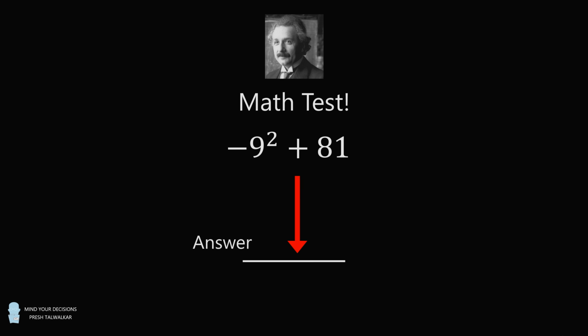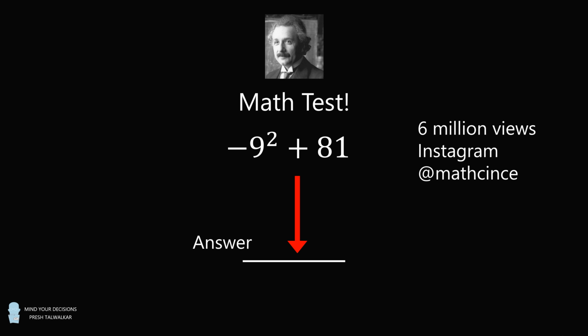There's a math problem that's gone viral on Instagram with over 6 million views. I'll read the question out for you. There's a negative sign, then 9 squared plus 81. What's the correct answer? Tens of thousands of people are arguing whether the correct answer is 162 or the correct answer is 0. What do you think?